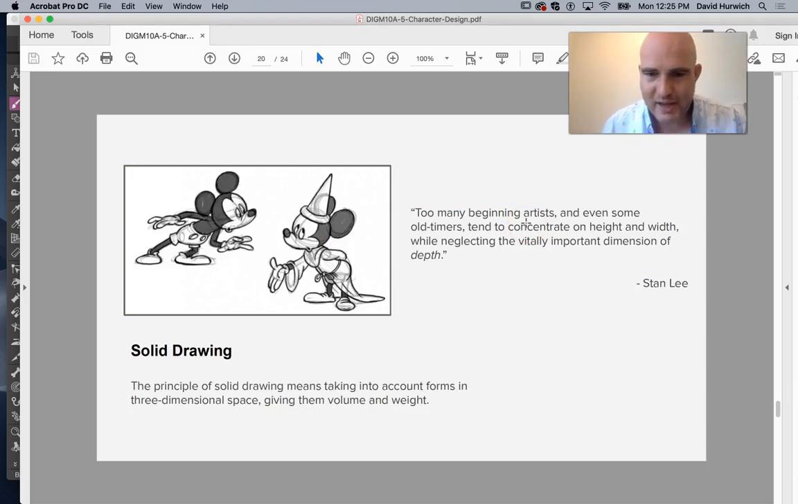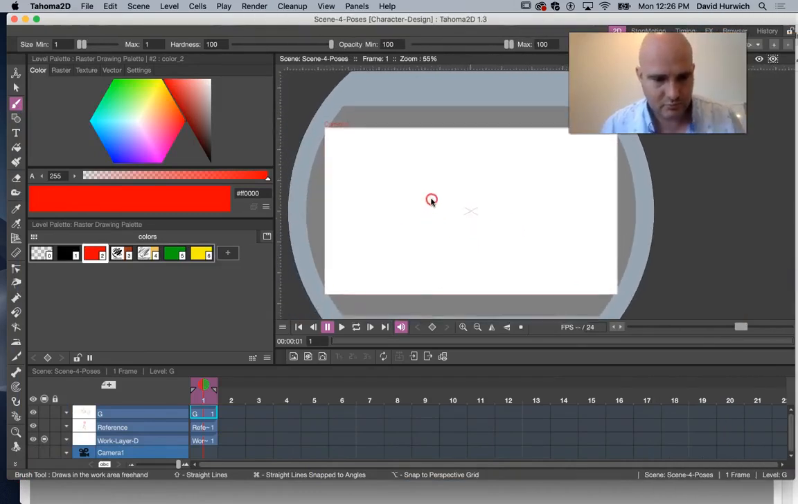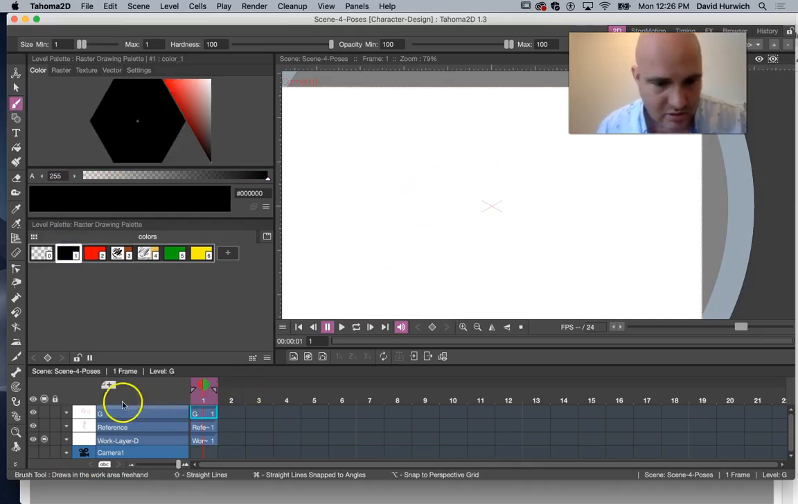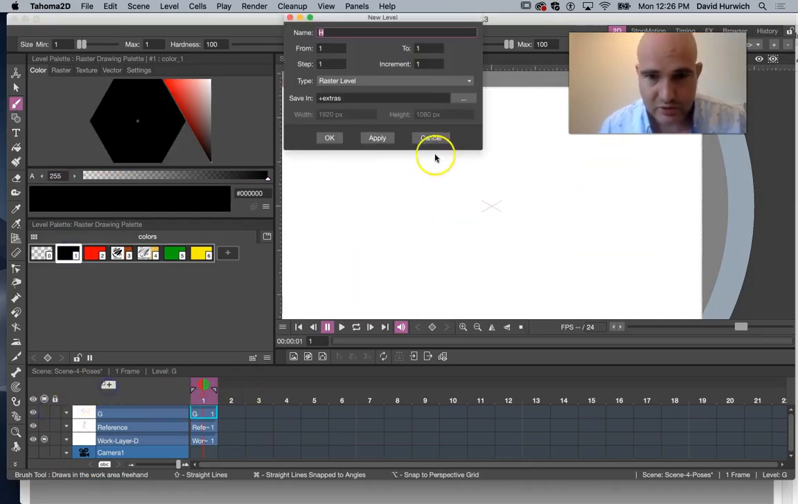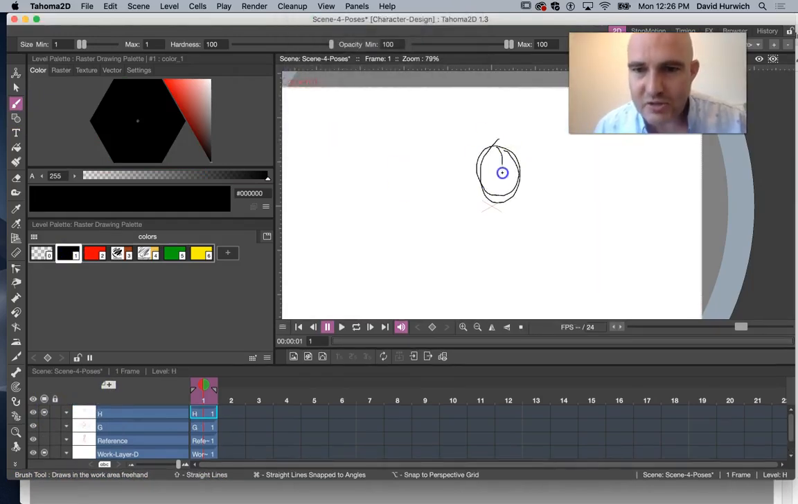And finally, this goes back to the final idea, which is solid drawing. This is a 2-dimensional drawing program, right? We're not doing 3D like Pixar would. But that doesn't mean that our character should feel flat. So if I'm drawing a character, let's say I'm going to draw something. Let's make a new layer real quick. The character should feel like it's 3-dimensional. You know what I mean?